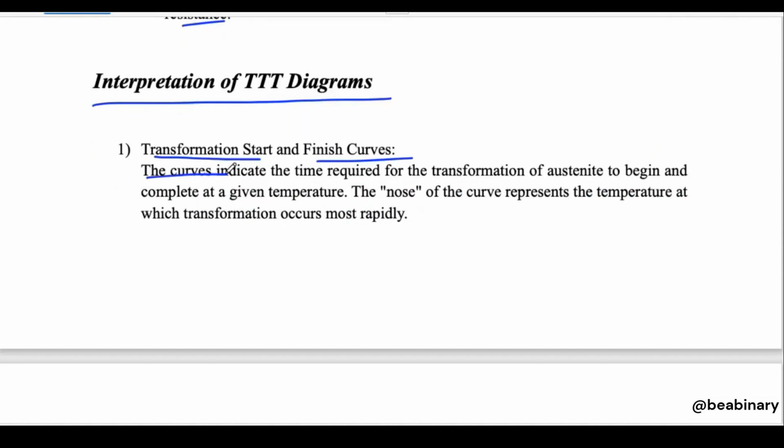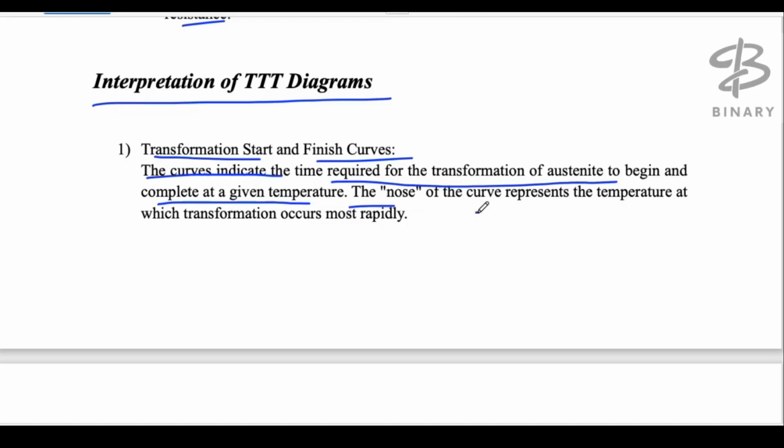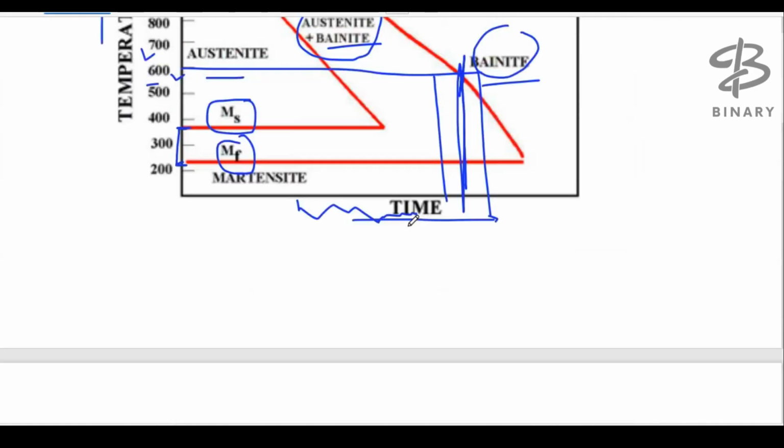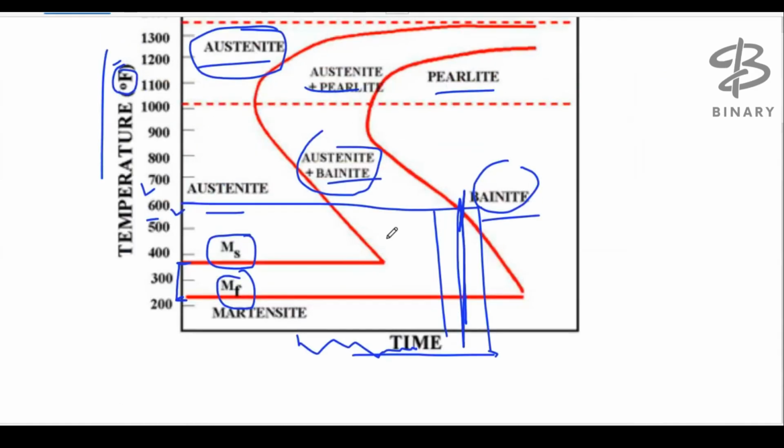The curve indicates the time required for the transformation of austenite to begin and complete at the given temperatures. The nose of the curve represents the temperature at which the transformation occurs most rapidly. Here you can say the nose, this kind of a thing. Here the transformation occurs very rapidly.